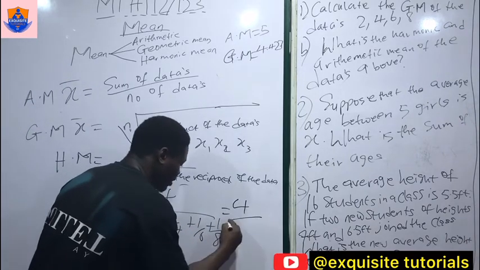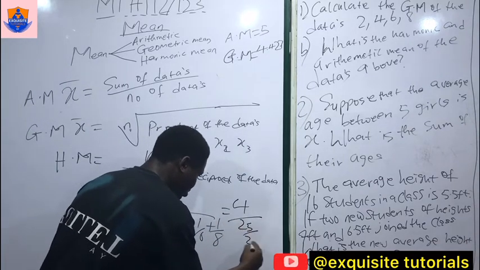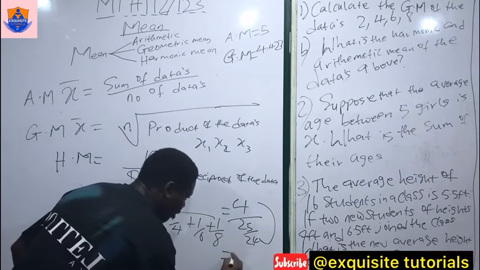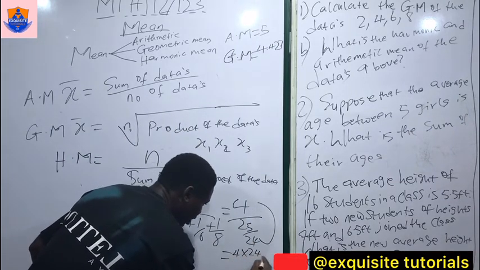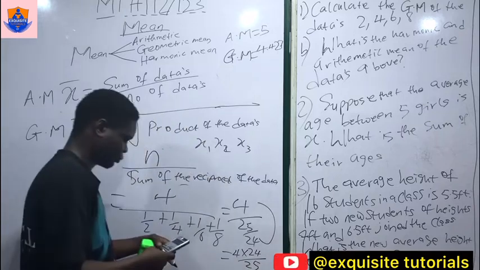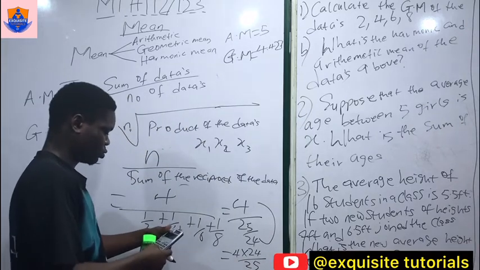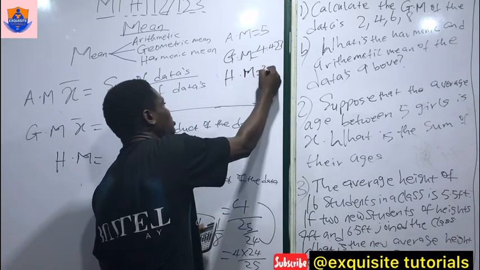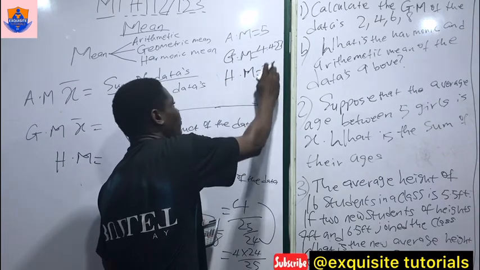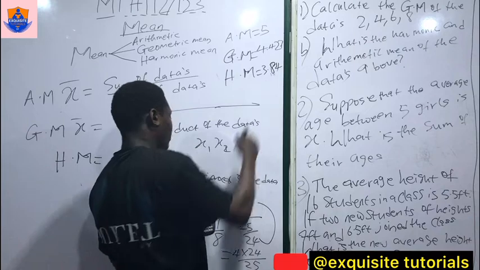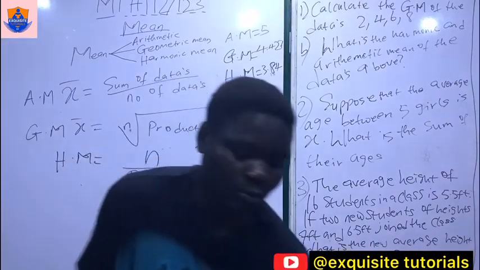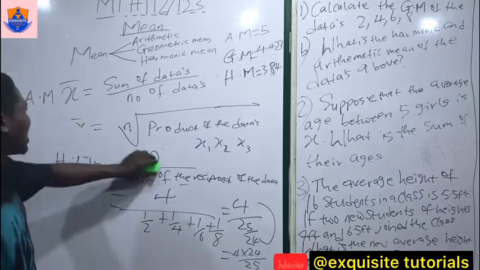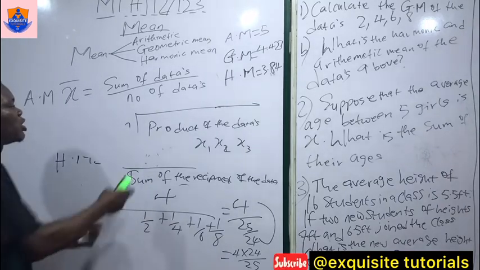This is 4 divided by 25 over 24. Now this one will go up and this 25 will remain down. So we have 4 times 24 over 25. You get 3.84. So the harmonic mean is 3.84. So we have gotten our arithmetic mean, our geometric mean, and our harmonic mean.